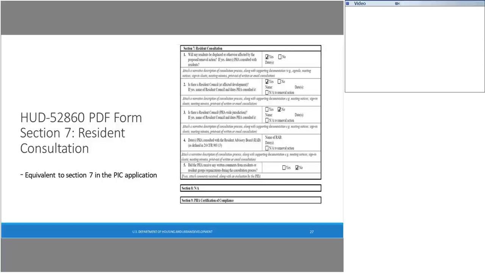Section 7 is the same as the PIC application. It speaks to the resident consultation. Here again, Victoria is going to speak more in detail on that. So we're just going to make sure that the boxes were checked, and we can see that it is consistent with the actual PIC application as well. Next slide.